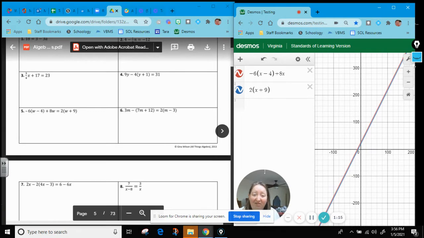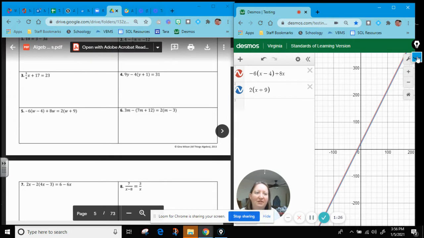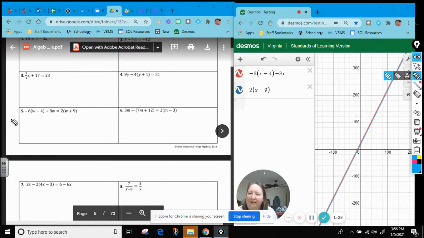Are you noticing these are parallel lines? So what does that tell you about this equation? If they are parallel lines, that means they don't cross. That means they don't have a solution. So that's why I would say that this problem right here, this one that we just typed into Desmos, has no solution.